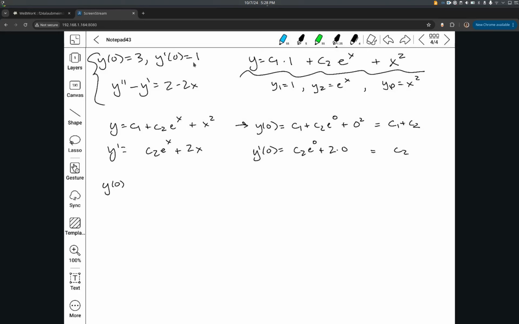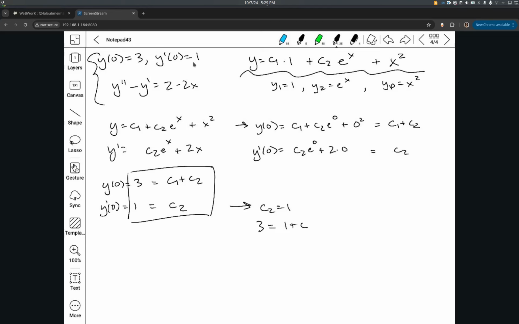Then my conditions where y of 0 equals 3 and y prime of 0 equals 1. So I'm just going to set that equal to the values of my function when I plugged in 0. And that gives me a system of 2 equations with 2 unknowns. And I just got to solve for c1 and c2. So I'm in luck. I already know what c2 is. It's 1.